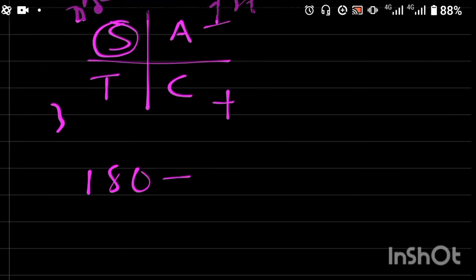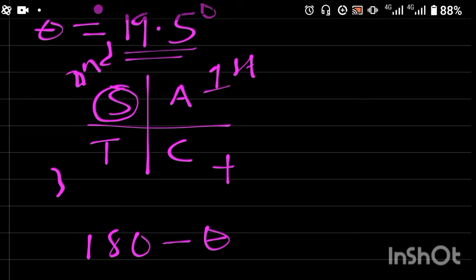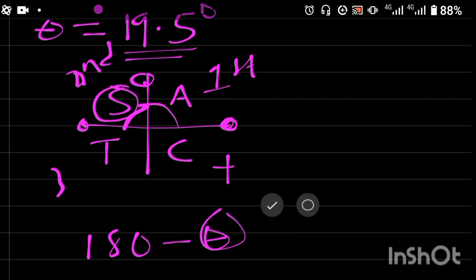180 minus theta. My theta is 19.5, but I need to explain something. Why 180? If I should start from this line here, that is 0. If I should come here, I've rotated an angle of 90 degrees. Then if I should come back to this line, I have covered 180 degrees. Going backward, that is theta by this amount of theta. So I'm having 180 minus theta. So the angle in the second quadrant is always 180 minus theta, any value I have there.